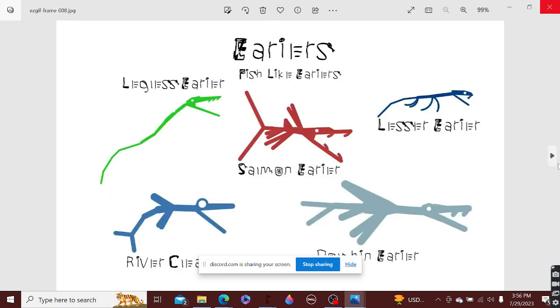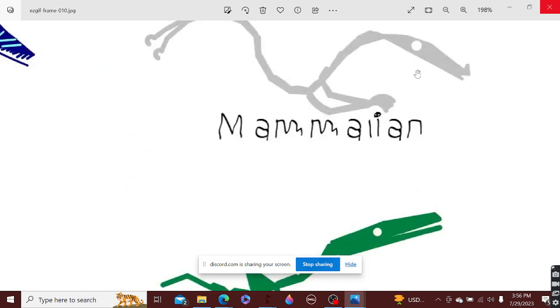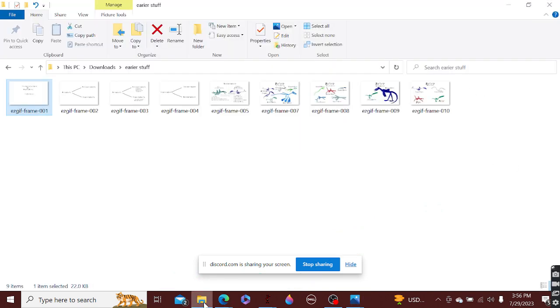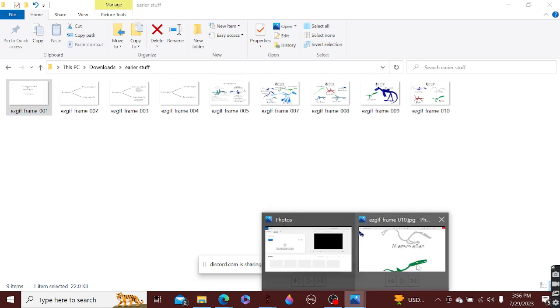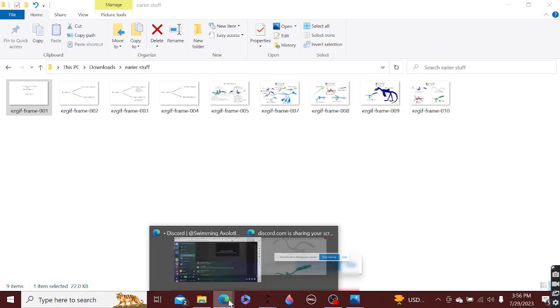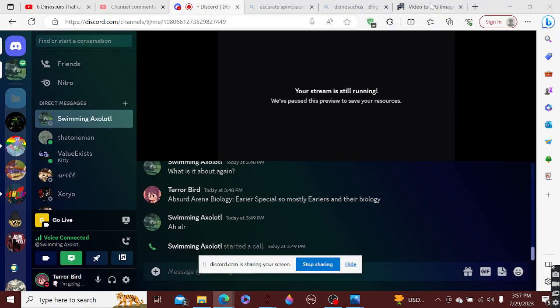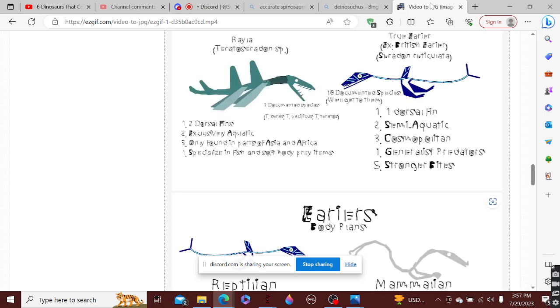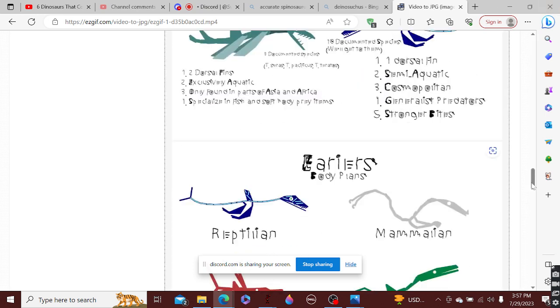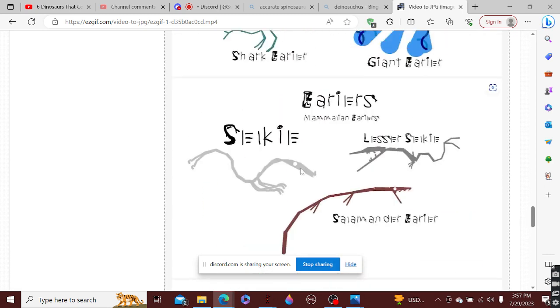Oh shoot! Crap! You weren't supposed to see that. Wait, am I missing something? I feel like I'm missing a part of the thing. Crap! I'm missing the mammalian Eariers part. I thought I had an image of it saved. Hang on. Hold on. Where is it? Mammalian Earier. There it is.